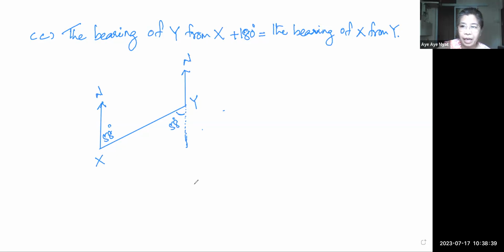Alternate angles, rather than 58 or 180 on a straight line. The bearing of x from y. The bearing of x from y.